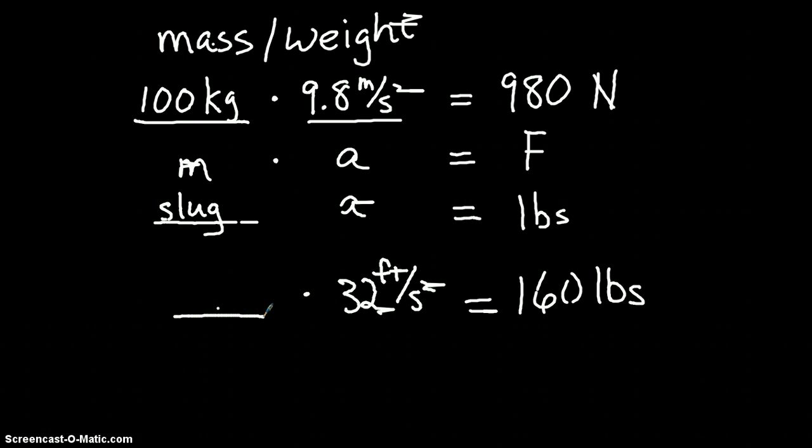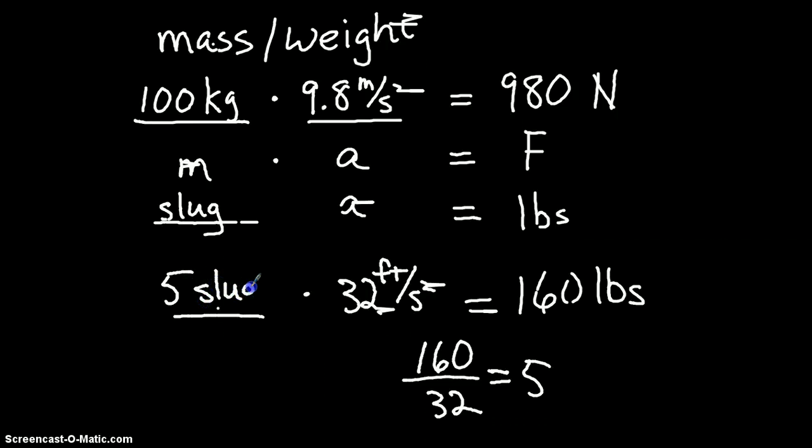So in order to find that, I divide each side by 32, and I end up with this. The answer would then be 5. So if I weighed 160 pounds using the English system at 32 feet per second squared, I would have a mass of 5 slugs in the English system.